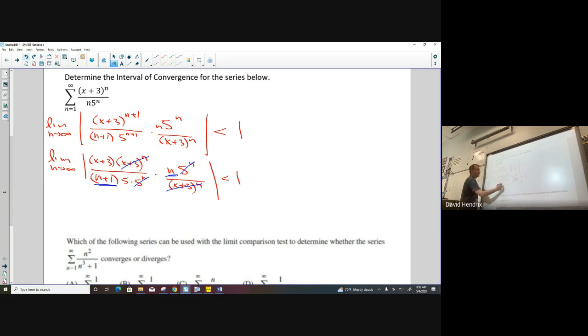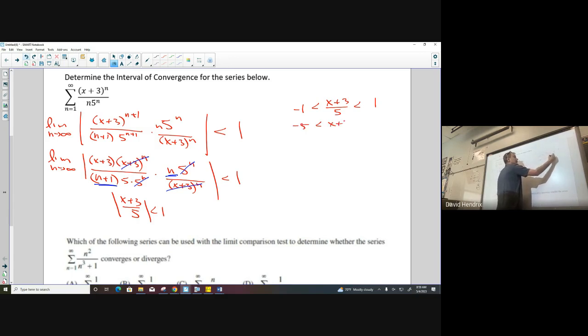We're going to have x plus 3 over 5. The absolute value has to be less than 1. Okay? And so when we solve that, for this to be true, x plus 3 over 5 has to be between -1 and 1. So we're going to say -1 is less than x plus 3 over 5, which is less than 1. And then I'm going to go ahead and just multiply by 5. And so we have this x plus 3.